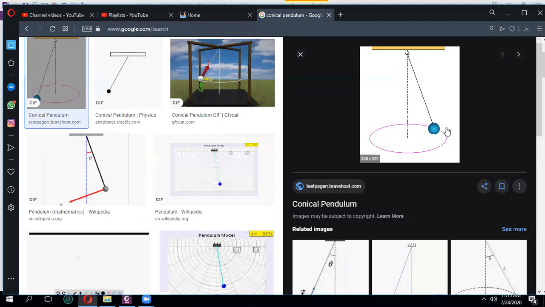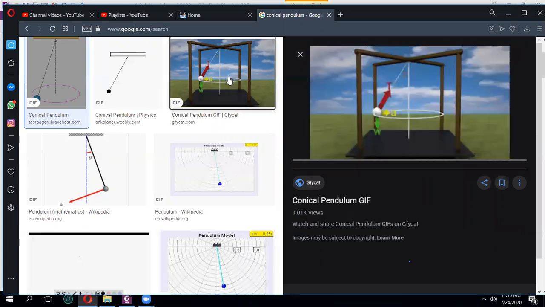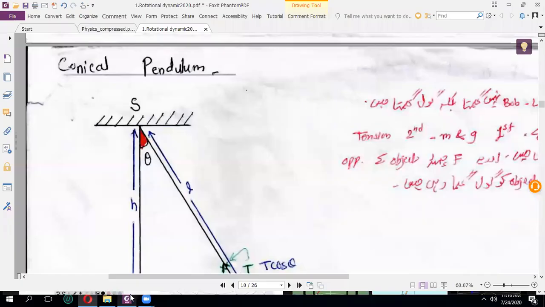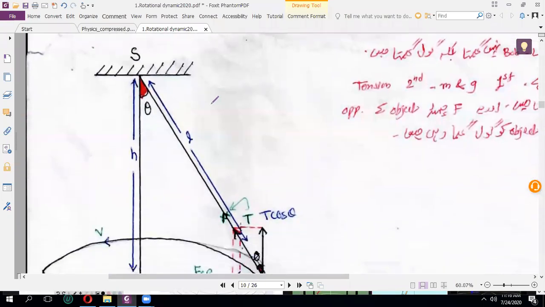If I'm asking how many forces act on the bob, again the same. One is tension force, one is centripetal force, which is always there. If anything moves in a circular path, centripetal force acts on it. Correct? Look, one more picture is here. I hope you understand what a conical pendulum is. This is a conical pendulum. Okay, we will see.